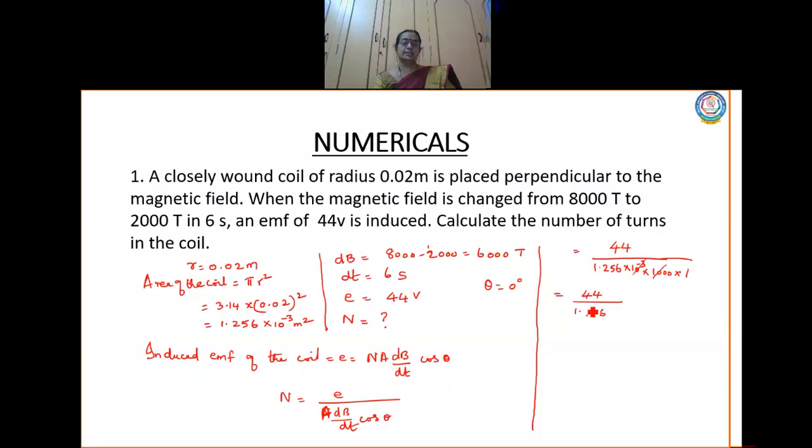You have a decimal number in the denominator, so make it a whole number. Multiply by 1000 in the numerator and the denominator. So you will have 44,000 divided by 1256. When I divide this, I will have approximately the value of the number of turns. It will be approximately 35 turns, which is the answer.